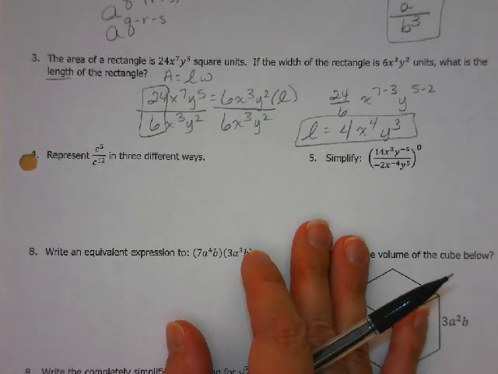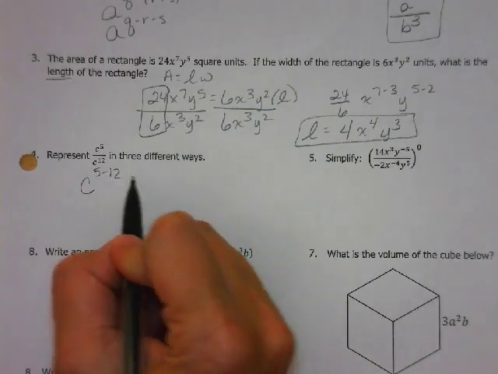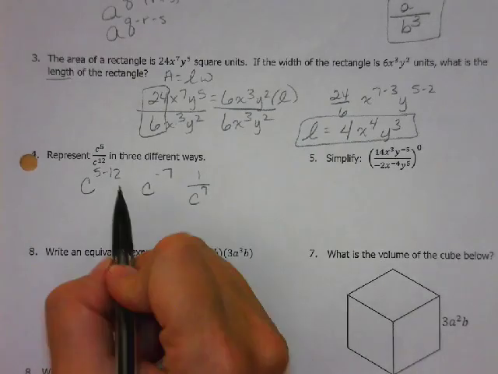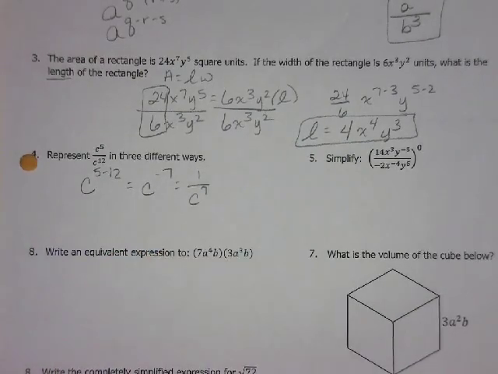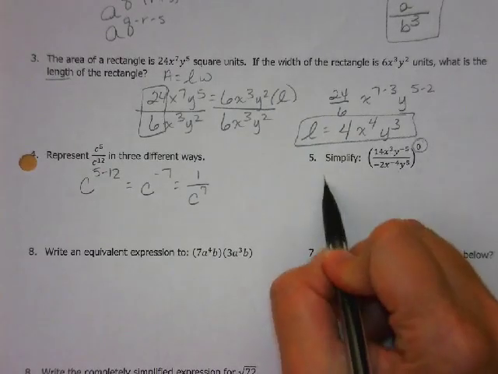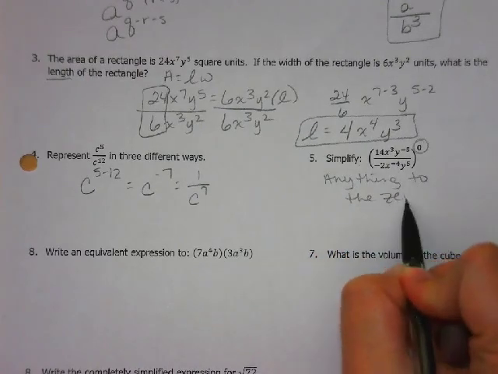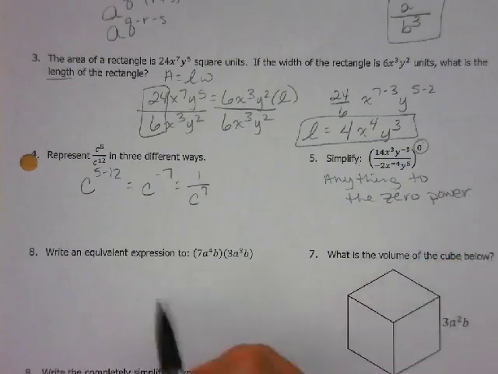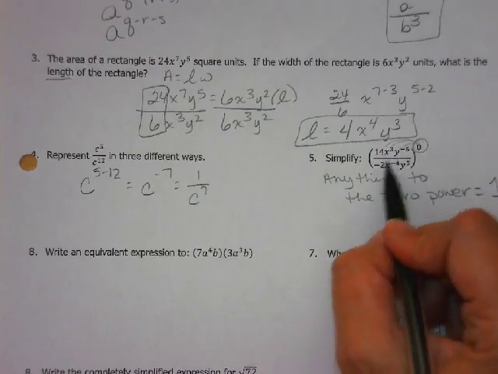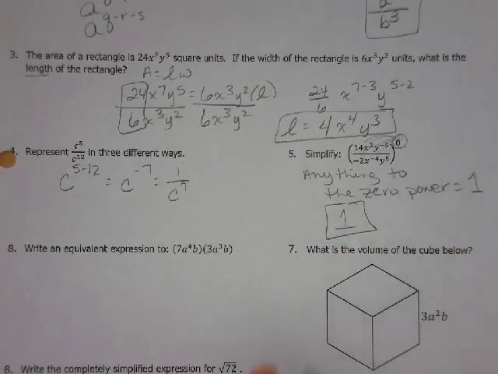Represent c to the 5th over c to the 12th in 3 different ways. Well, we could write c to the 5 minus 12. We can write c to the negative 7. We can write 1 over c to the 7. All of these are going to be equivalent. And then this one, don't overthink it. Remember, anything to the 0 power is 1. This is the only rule that is not on your formula chart. So because this is a 0, we would distribute this everywhere, which means everything is to the 0 power. So this whole thing simply equals 1.